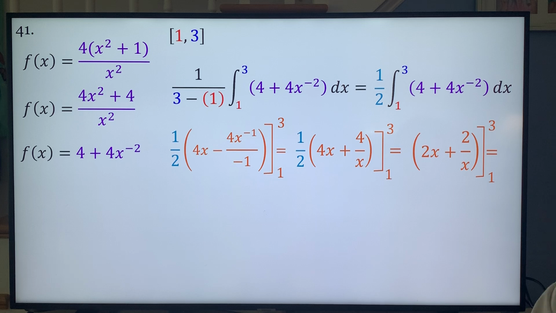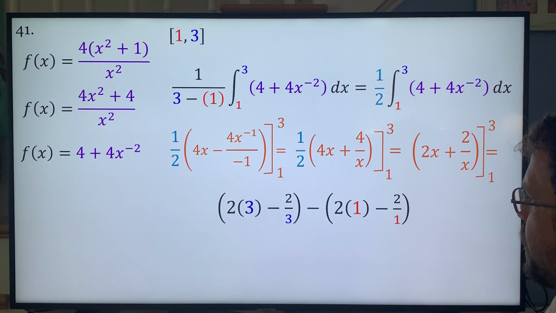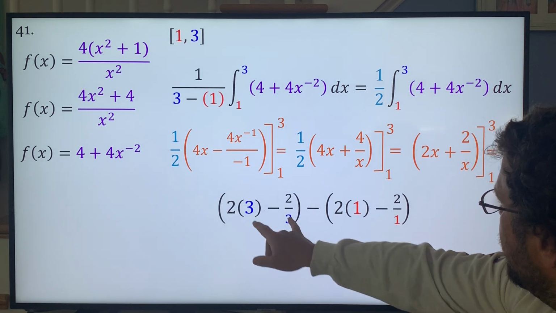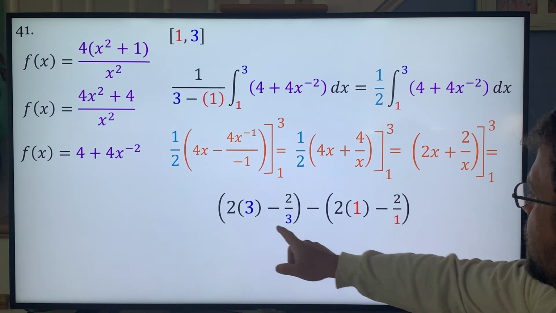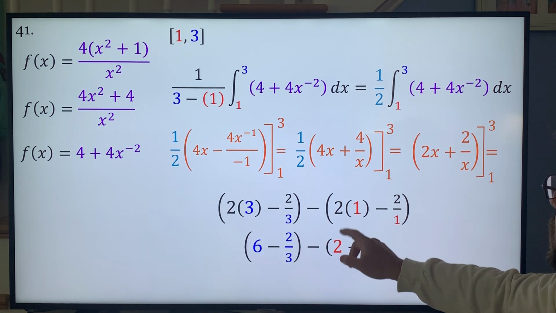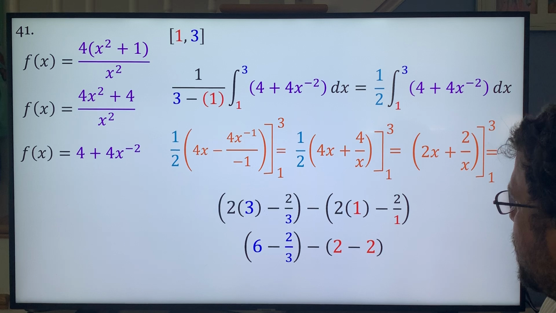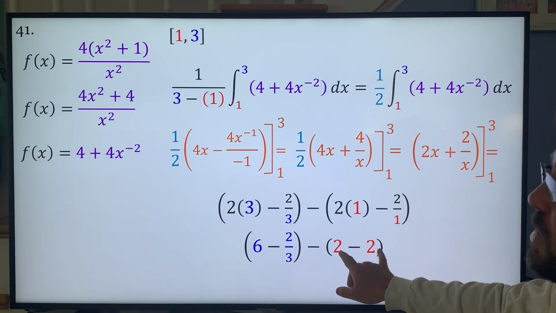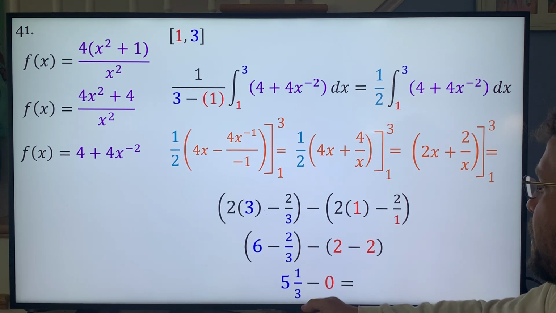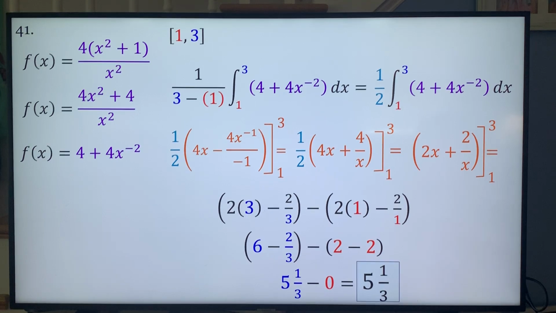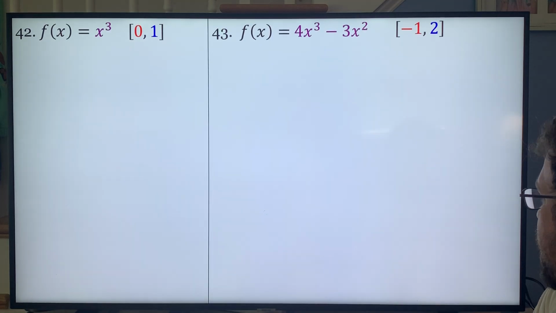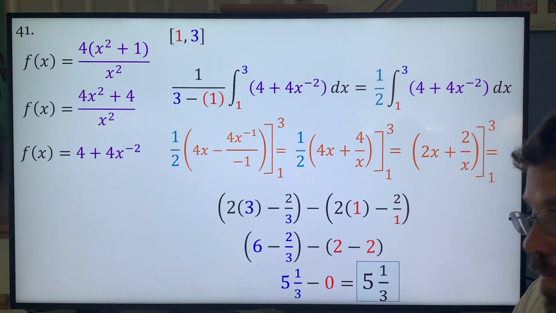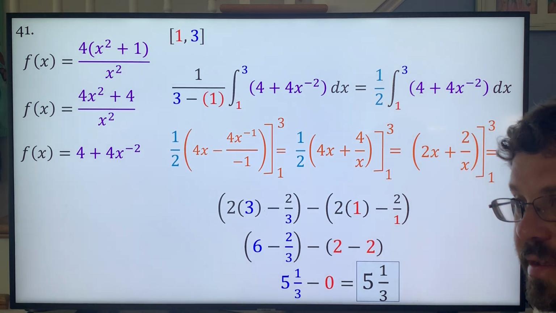So, let's go. Plug the 3 in. This is your f of b. This is your f of a. 6 minus 2/3 minus 2 minus 2. Oh, look at that. What is 2 minus 2? 0. 5 1/3 minus 0 is 5 1/3, or 16 over 3, or whatever you want to make. That equals 16 over 3.